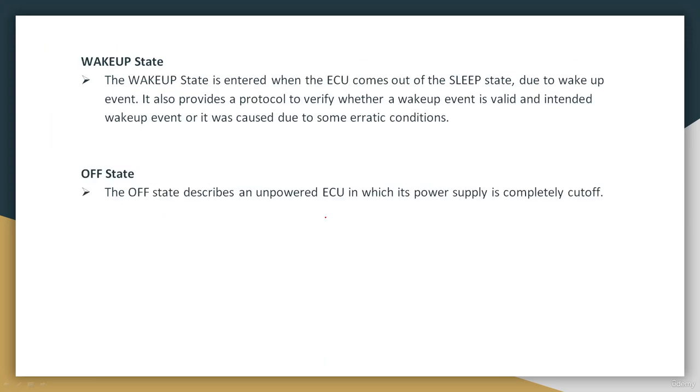Wake up state. The wake up state is entered when the ECU comes out of the sleep state due to a wake up event. It also provides a protocol to verify whether a wake up event is a valid and intended wake up event or it was caused due to some erratic conditions. Off state. The off state describes an unpowered ECU in which its power supply is completely cut off.